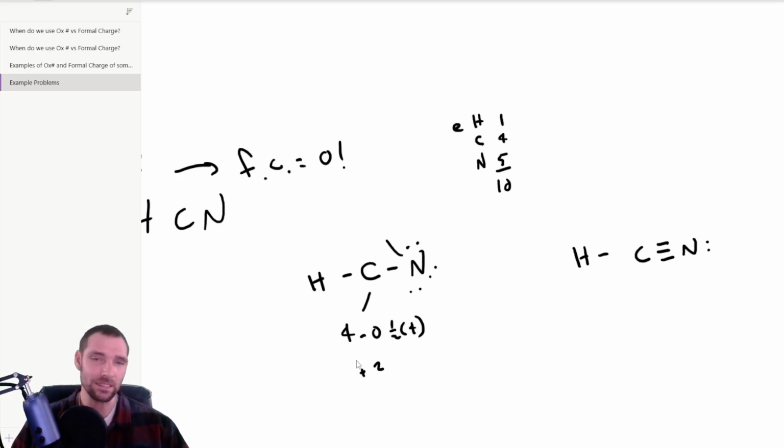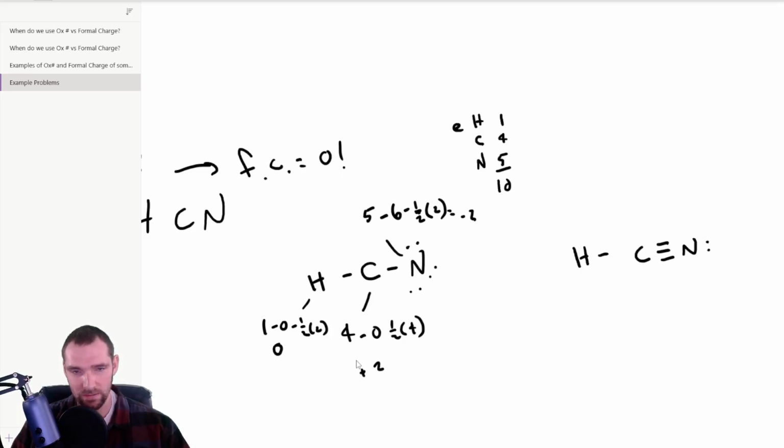So that immediately, I'm pretty sure this is not it, right? If we look at the nitrogen here, it normally has 5. It's experiencing 6, and then 1/2 of 2. So yeah, this is what, -2? And then I think this is 1 minus 0 minus 1/2 of 2, which is 0. So yeah, this is that formal charge for carbon, formal charge for nitrogen. So this is not very stable.